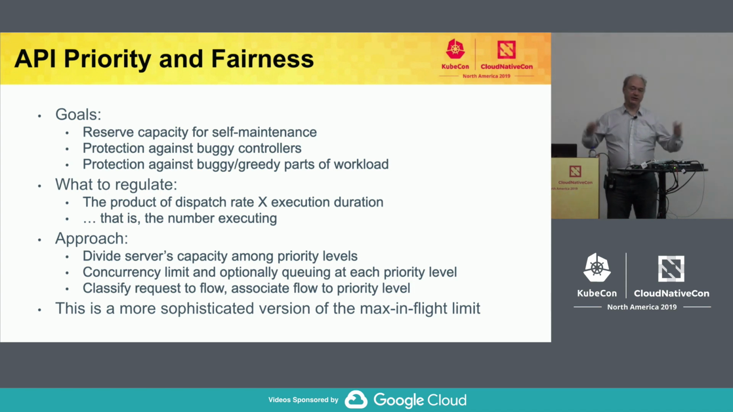So the basic idea you first think of is rate limiting. It occurs to us that it matters that some requests take longer to serve than others, so we want to really look at the product of the request rate and how long it takes to serve each request. And if you think about it in a minute, that averages out to number of requests executing. So what we're going to do is regulate requests executing. And really, this is just a more sophisticated version of the max in flight handler that's there today. The existing one makes a simple distinction between mutating and non-mutating requests, which we think is actually not very interesting anymore. We're more interested in distinguishing where these requests are coming from and what they're doing.